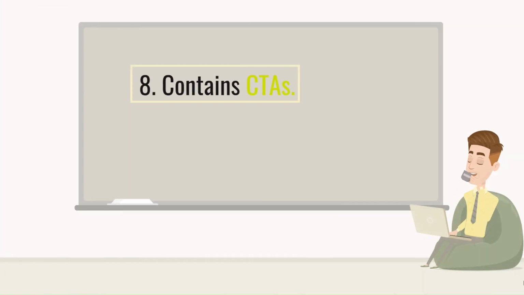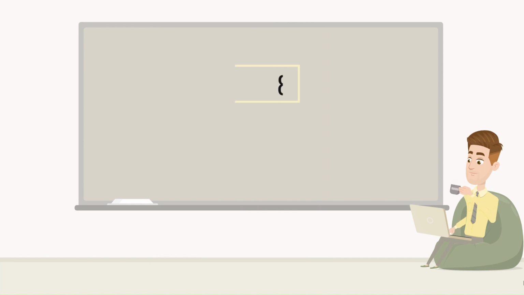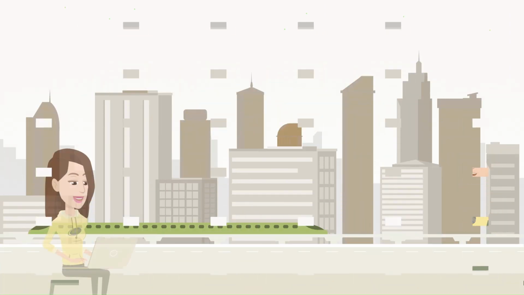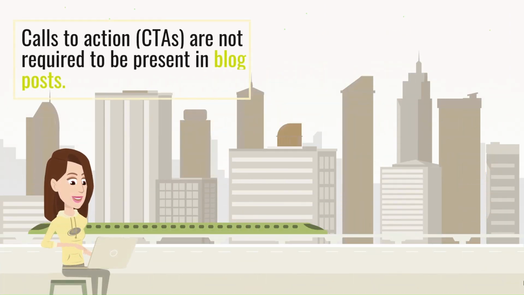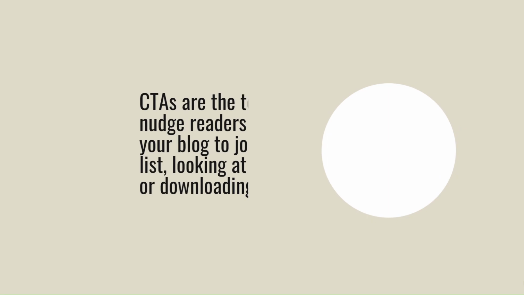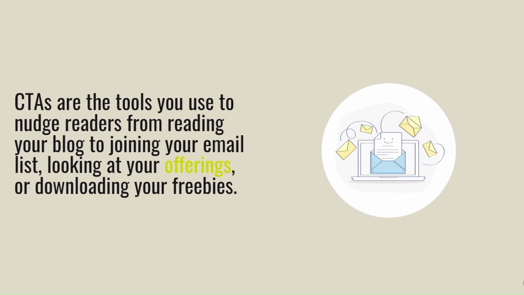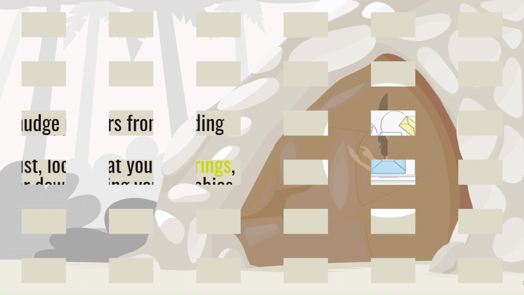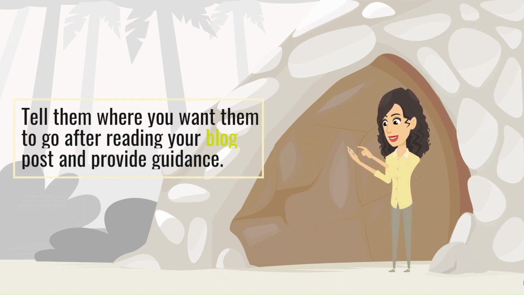8. Include CTAs. Calls to action, CTAs, are not required to be present in blog posts. CTAs are the tools you use to nudge readers from reading your blog to joining your email list, looking at your offerings, or downloading your freebies. Tell them where you want them to go after reading your blog post and provide guidance.